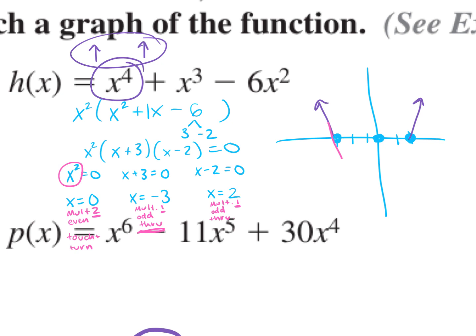I cross the x-axis. Next, we're going to make our way over to 0. It's our next point. Do I touch and turn or go through at 0? Touch and turn. So we touch 0 and turn the other way. And what do we do at +2? Go through. So we go through +2. So your graph should look like this.